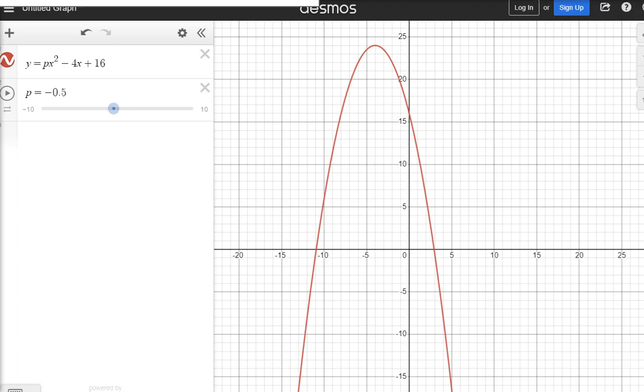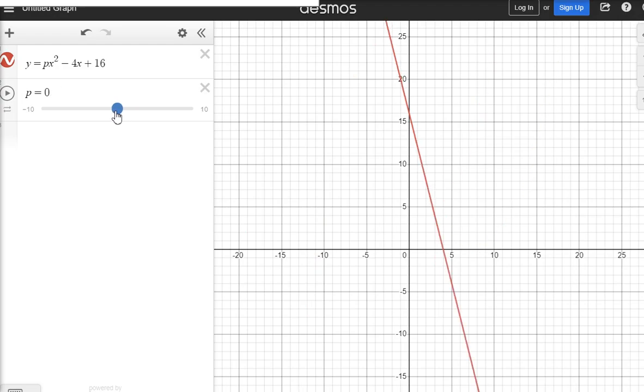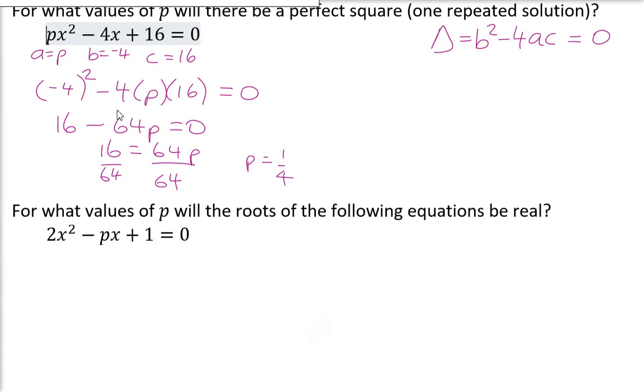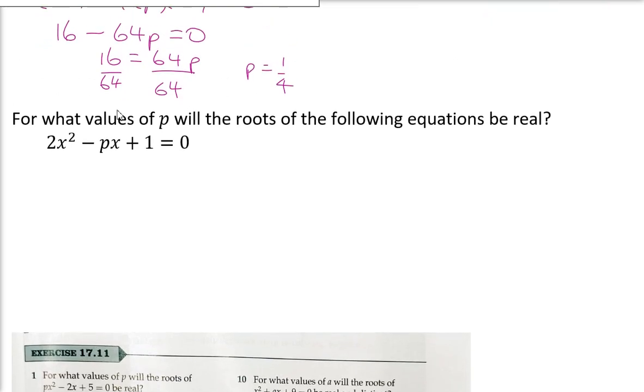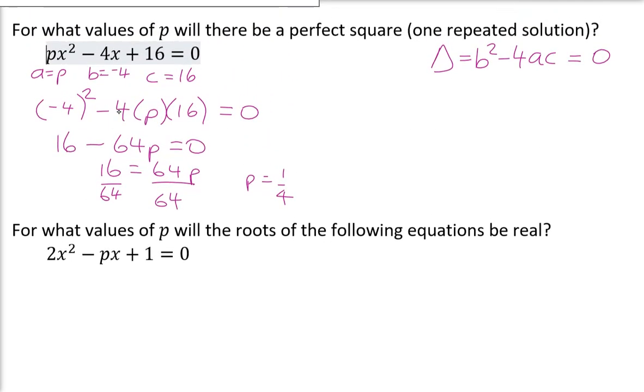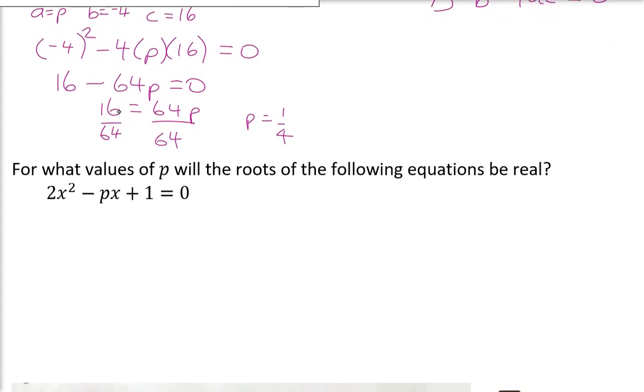So the value of p that makes this graph have the one solution is 0.25, or a quarter. That's the value of p. So that's what you just found out. Happy with that? So the next one then. For what values of p will the roots be real? So what is that asking us to do? Discriminant equals 0. Are they real?